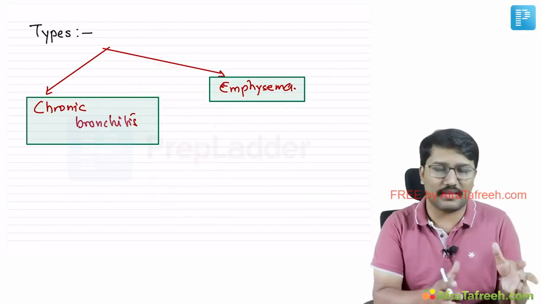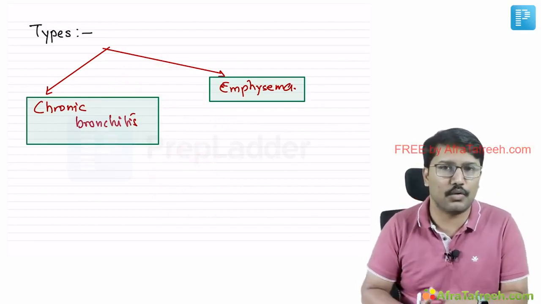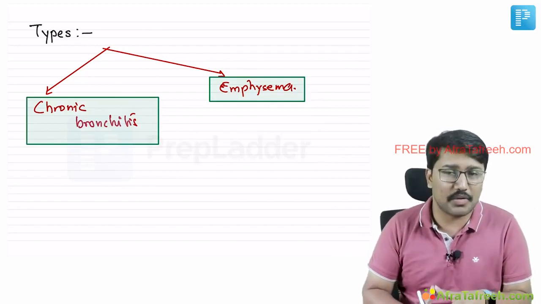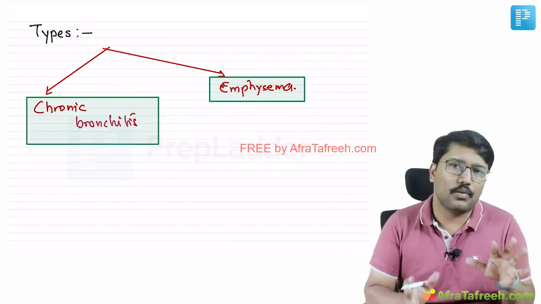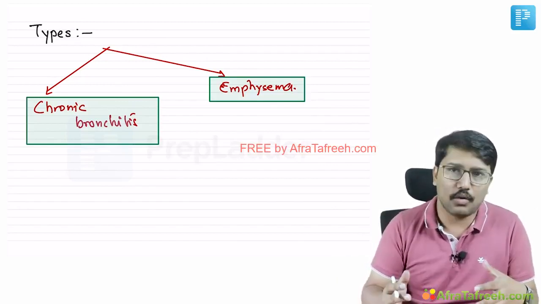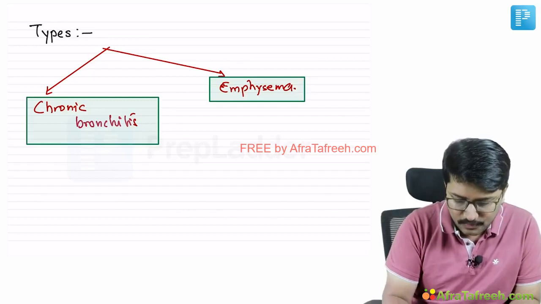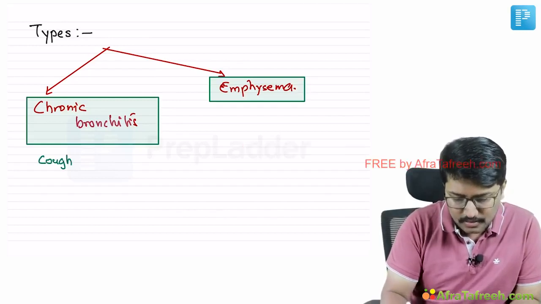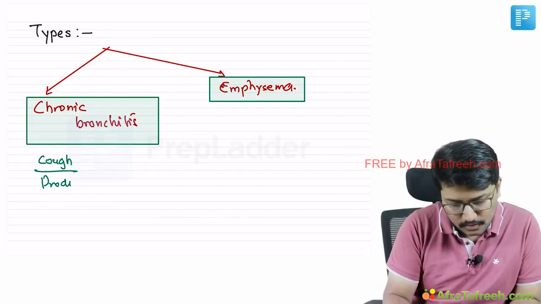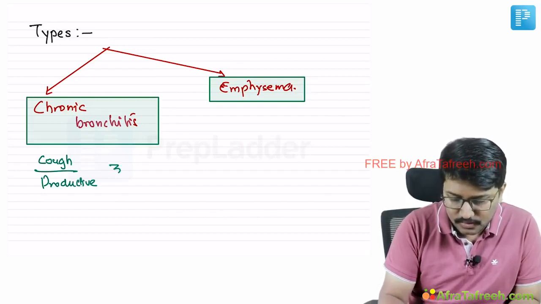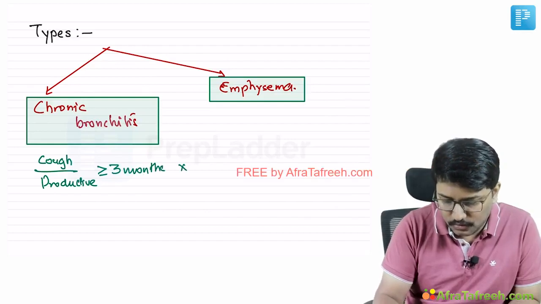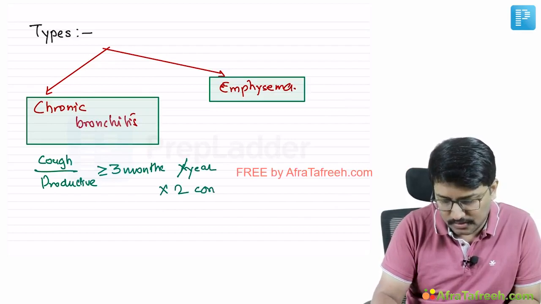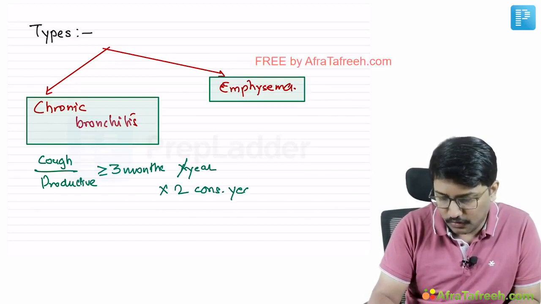So on one hand, you have a lean cachexic patient presenting with dyspnea, and on the other hand, you have someone who is edematous presenting with cyanosis and hypoxia, and obviously dyspnea secondary to that. Now, how do you define these entities? Chronic bronchitis is defined as presentation with chronic cough which is productive for at least 3 months or more per year for 2 consecutive years. That's the definition of your chronic bronchitis.